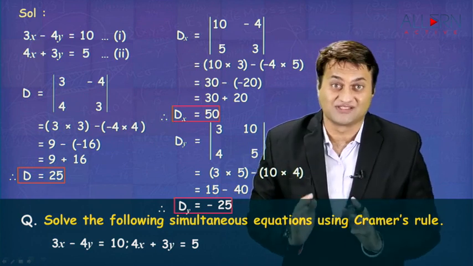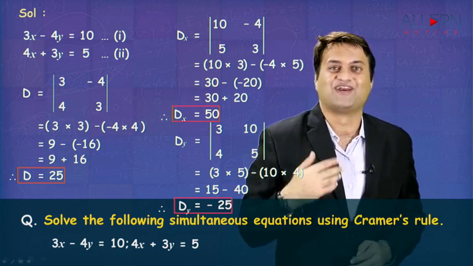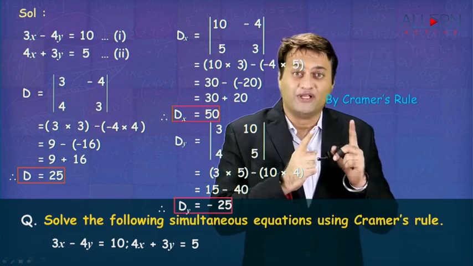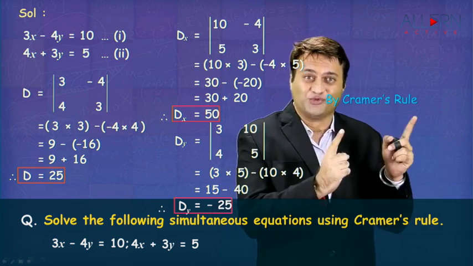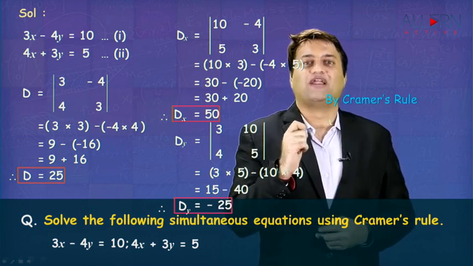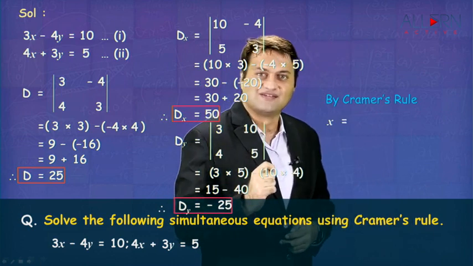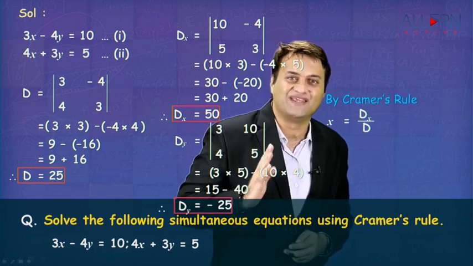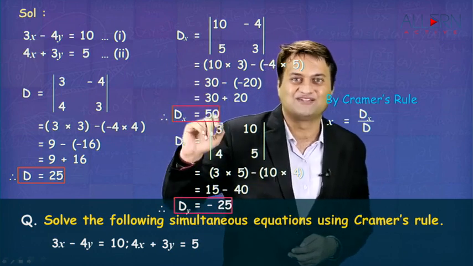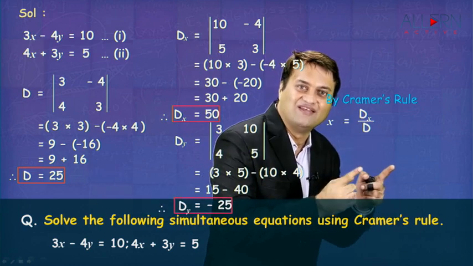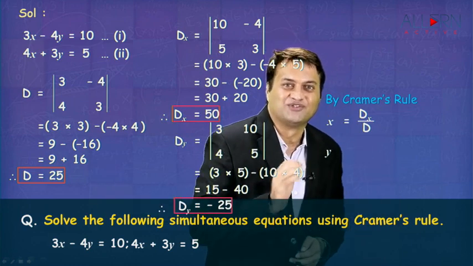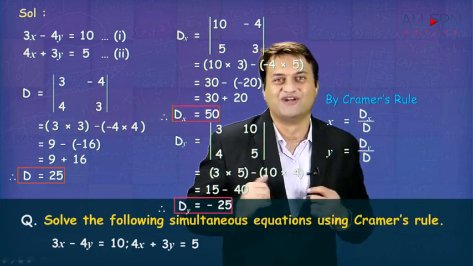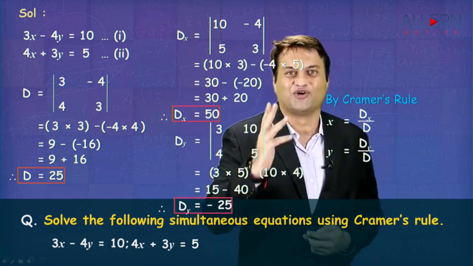Once we are done with this, now it is time for us to apply Cramer's rule to find the values of x and y. Now, what is Cramer's rule? You need to write this in the exam. By Cramer's rule, the formula to find the value of x is as simple as x is equal to dx upon d. We know the value of dx, we know the value of d, we can easily find the value of x. So, x is equal to dx upon d, similarly y will be equal to dy upon d. That is your Cramer's rule.